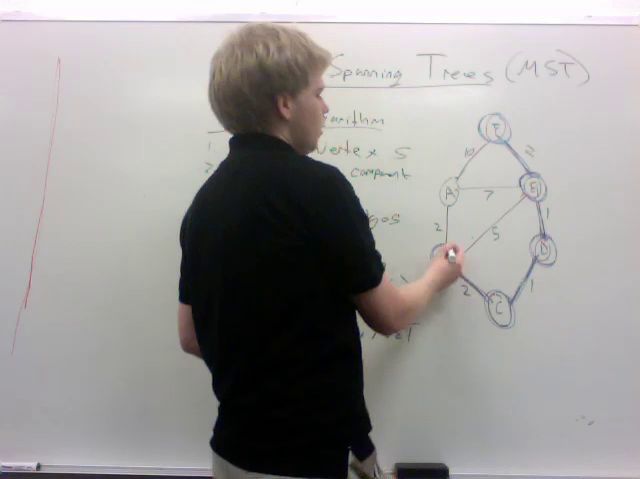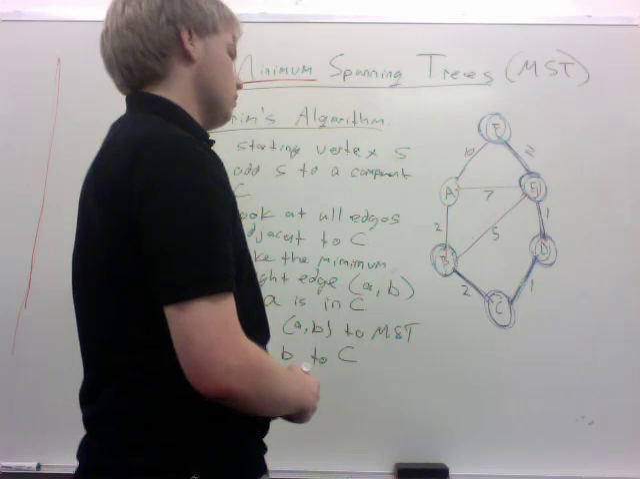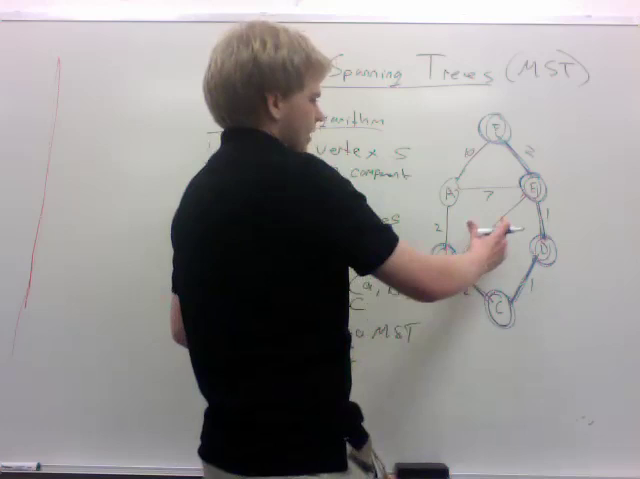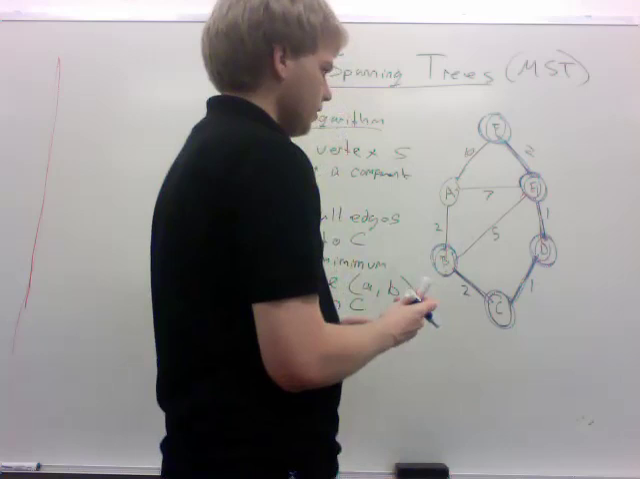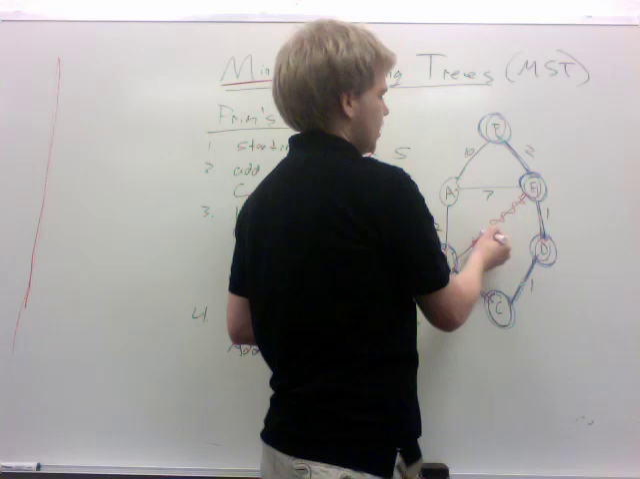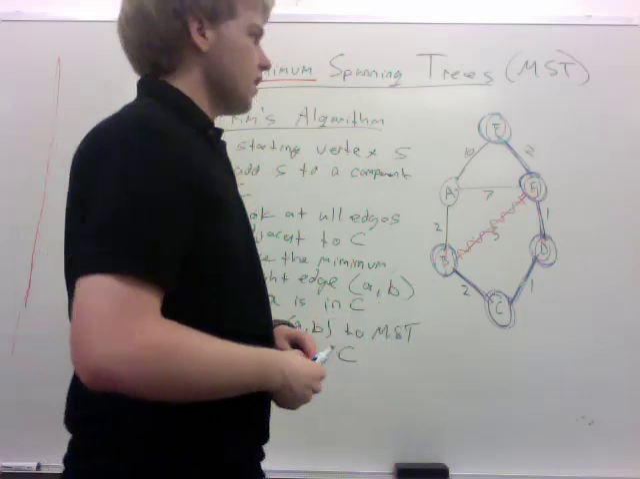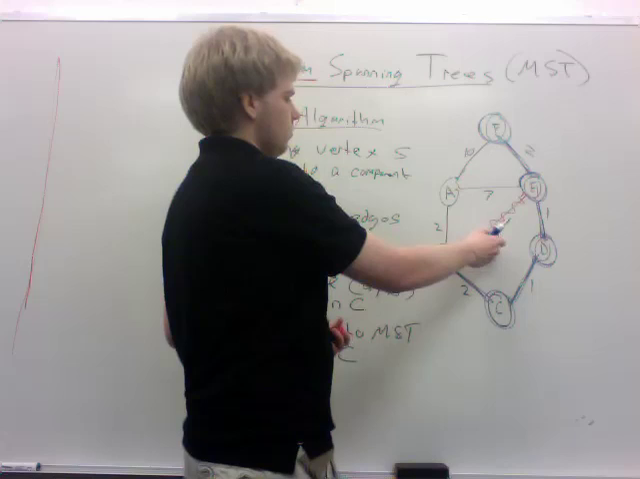Now we look at all the edges again. We would not consider this edge because it's between two vertices in our component, and we want one vertex to be in our component and one vertex to be out. So we're basically going to ignore this edge at this point. This is a bad edge, because if we were to add it, it would create a cycle, which can't happen in a minimum spanning tree because it can't happen in a tree. Even if it were the lowest weight edge, we would still ignore it.